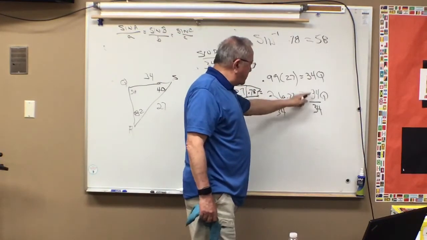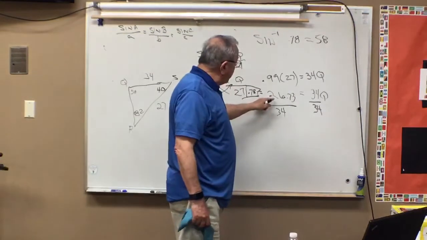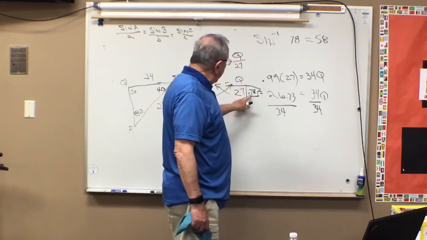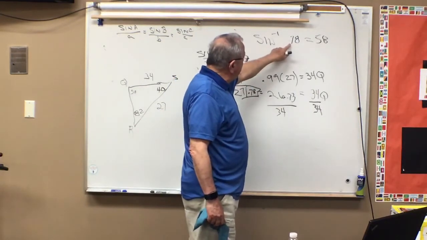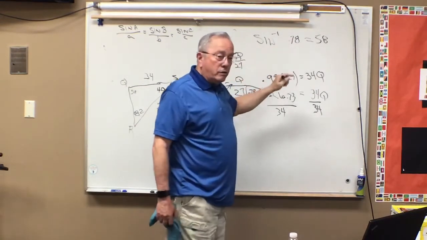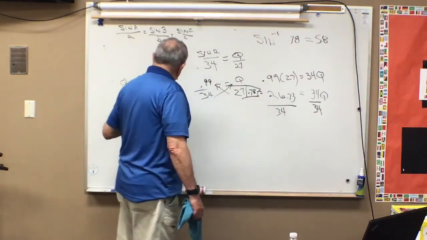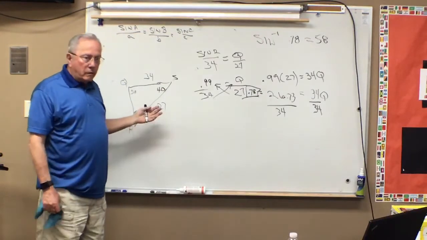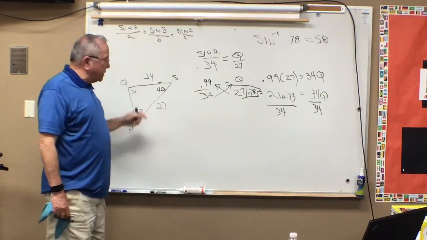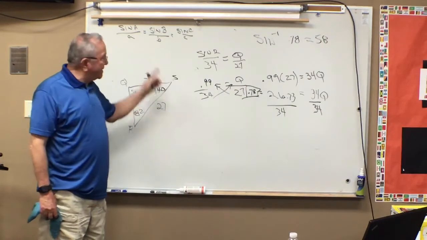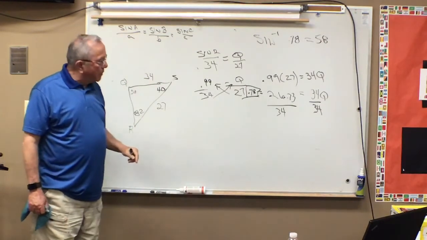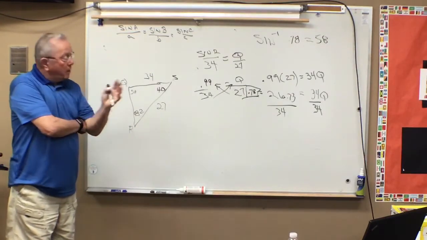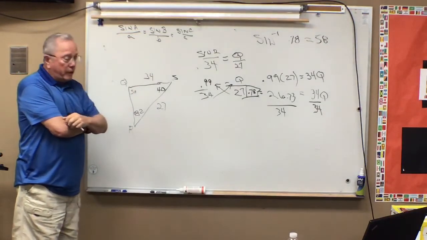34 sine Q. Divide both sides by 34. 26.73 divided by 34 is 0.78. Correct? Now I have to use my inverse, 0.78. And I know it's going to be 58 degrees. I go over here and put 58, and then I can find my missing angle. Now, if I need to, I can find the missing side too, can I? Because I can set up the proportion. So again, we spent almost 20 minutes doing two problems, but see if you can digest that, okay?